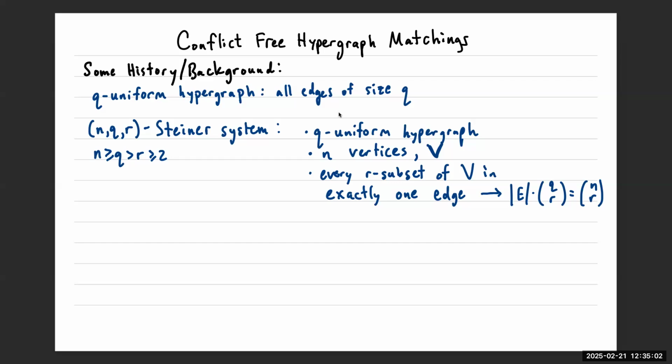An (n,q,r) Steiner system, maybe you've heard of it, or maybe not. There's this whole field of design theory, and this is getting far from the things I actually know. But what is an (n,q,r) Steiner system? More parameters. It's a q-uniform hypergraph on n vertices, but it has a special property: every r-subset of vertices is in exactly one edge.